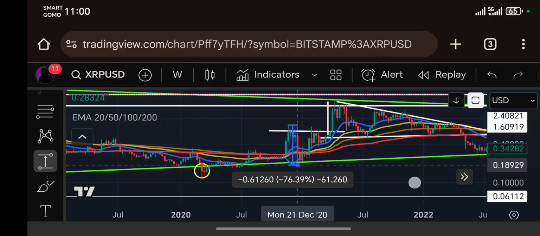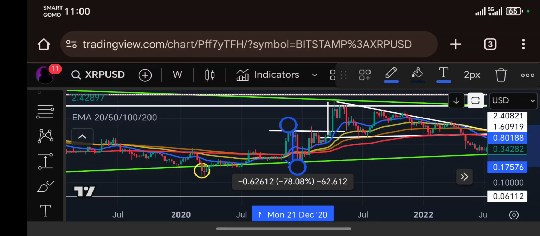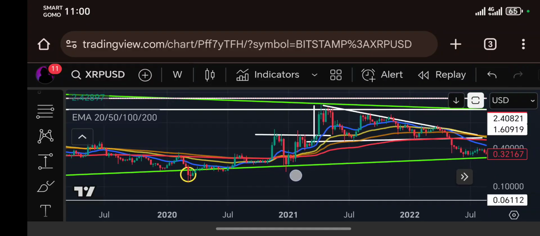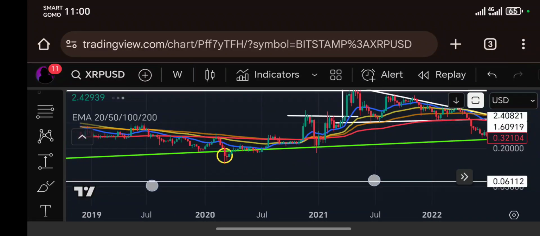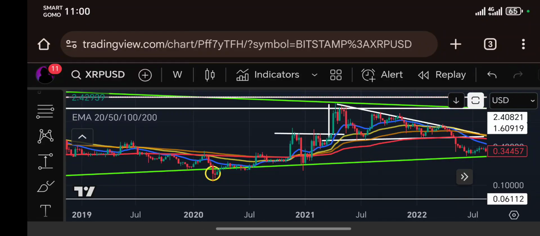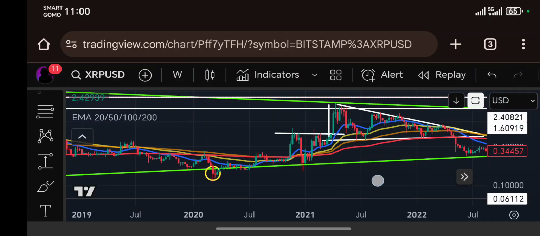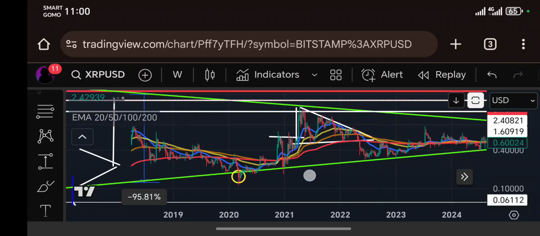From this top to this low, we're going to get a 78% crash, right? Before we peak to the top. So this is due to the case of XRP. I don't know. That's why it didn't blow off top.